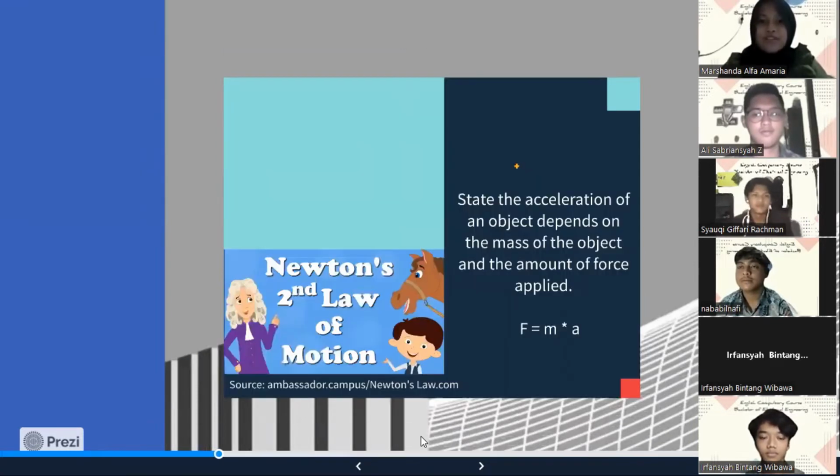And then Newton's second law will be explained by Syauqi. Okay, Newton's second law. In Newton's second law, acceleration is directly proportional to the net force applied and inversely proportional to the mass of the object. Or we can say that the net force is the product of mass and acceleration.